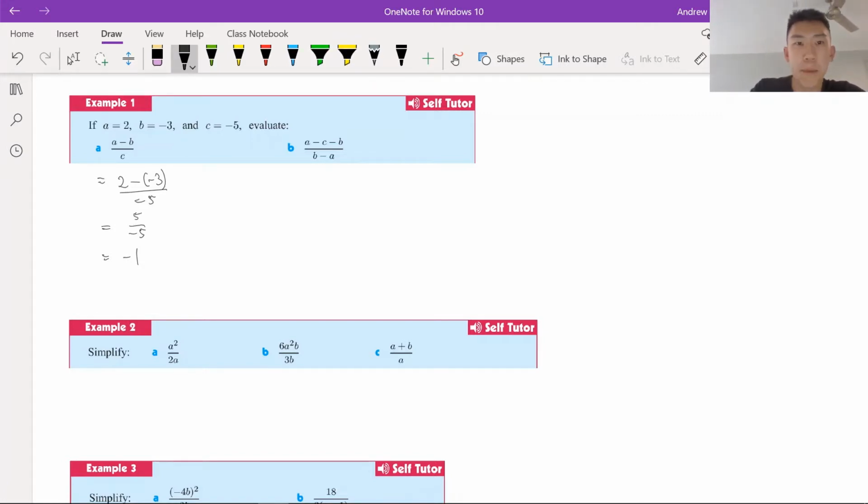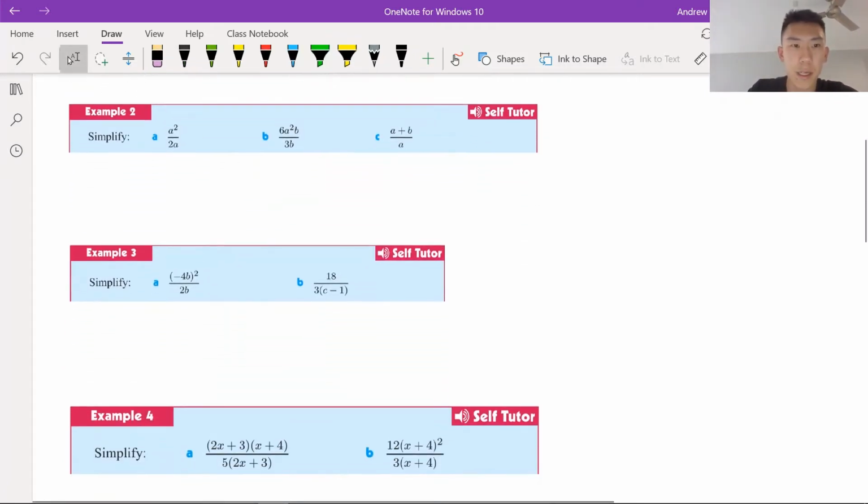Okay, and B, very similarly. So 2 minus negative 5 minus negative 3 over B take A. If we work this out, this gives us 2 plus 5 plus 3, which is 10, on negative 5, which is negative 2. Done. Okay, so easy peasy there.